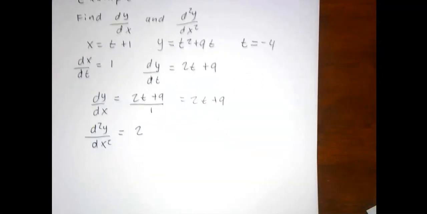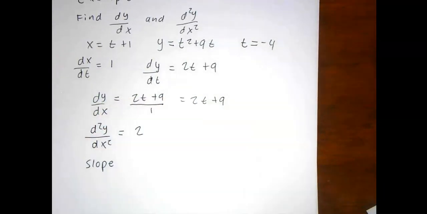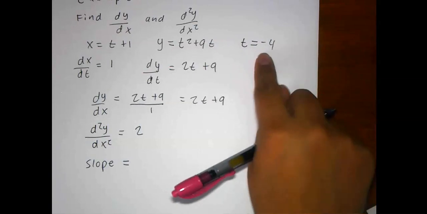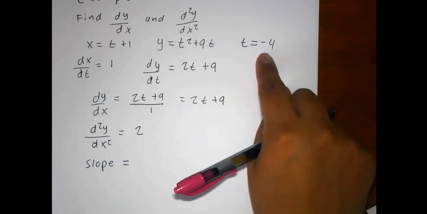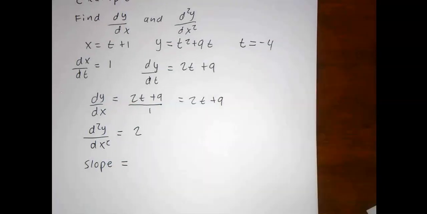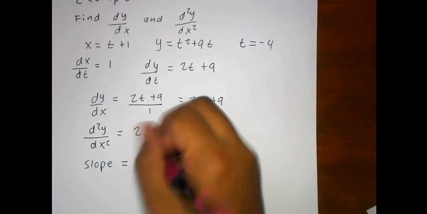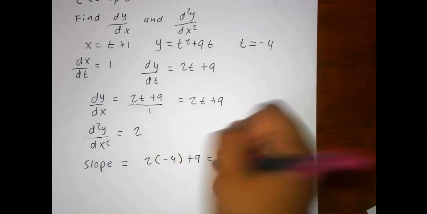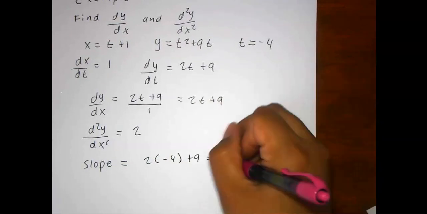This question is also going to ask you for the slope of the function. From a previous example, or from the notes, for the slope we substitute the parameter, in this case the negative 4, into my derivative. So I'm going to put it in here. And we have negative 8 plus 9, oh, it's going to be 1.